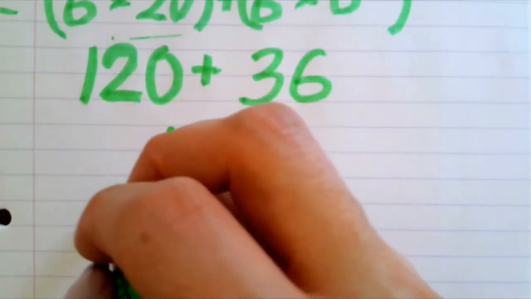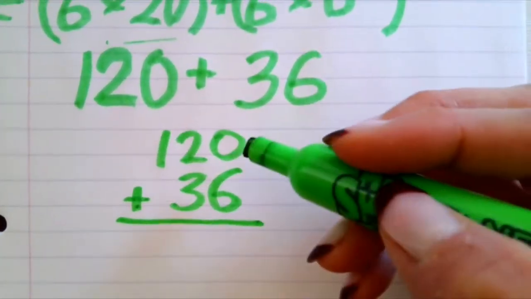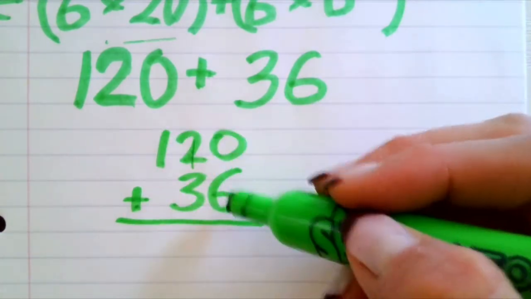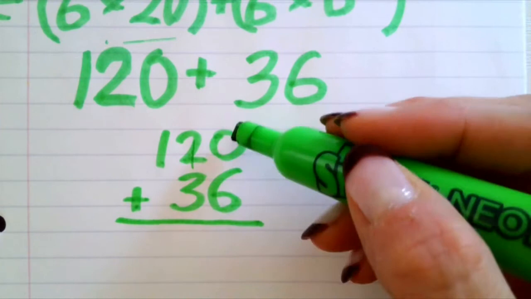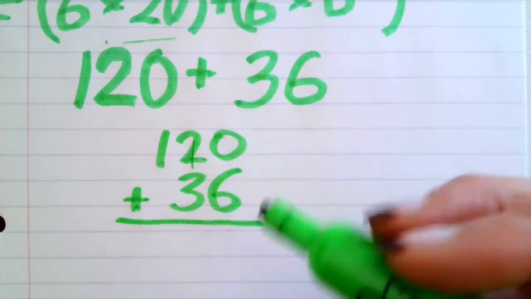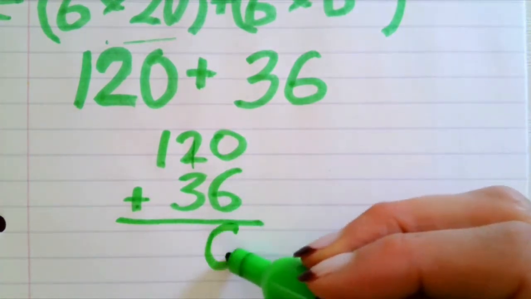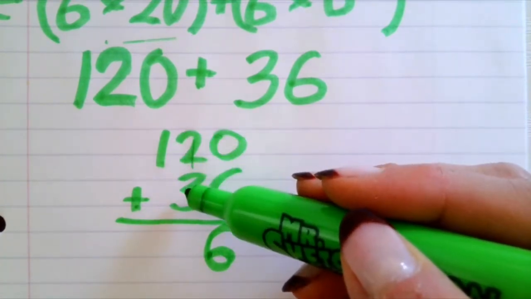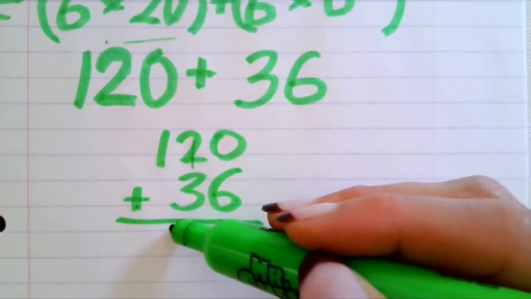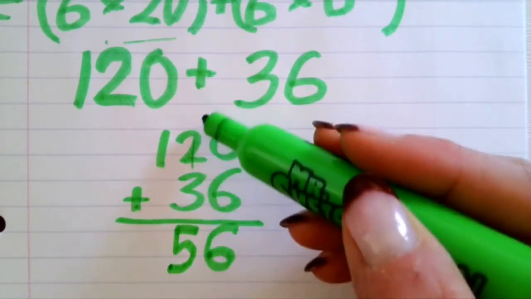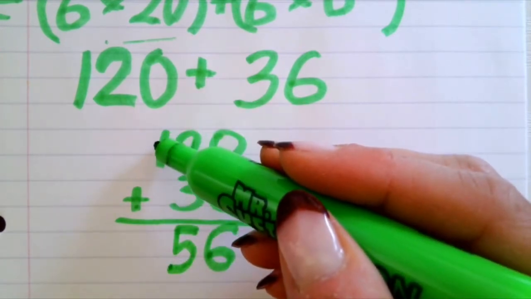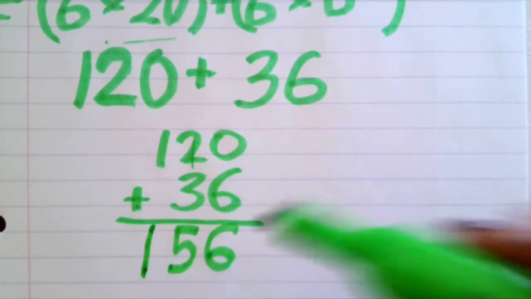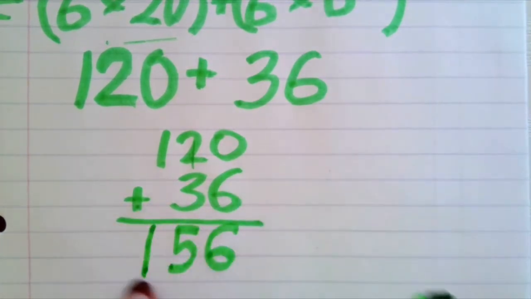We can use the standard algorithm for addition to do this. Start by lining up the numbers by place value and start with the ones column. 0 plus 6 is 6. 2 tens plus 3 tens is 5 tens. This is the tens column. And 100 plus nothing is 100. The entire product is 156.